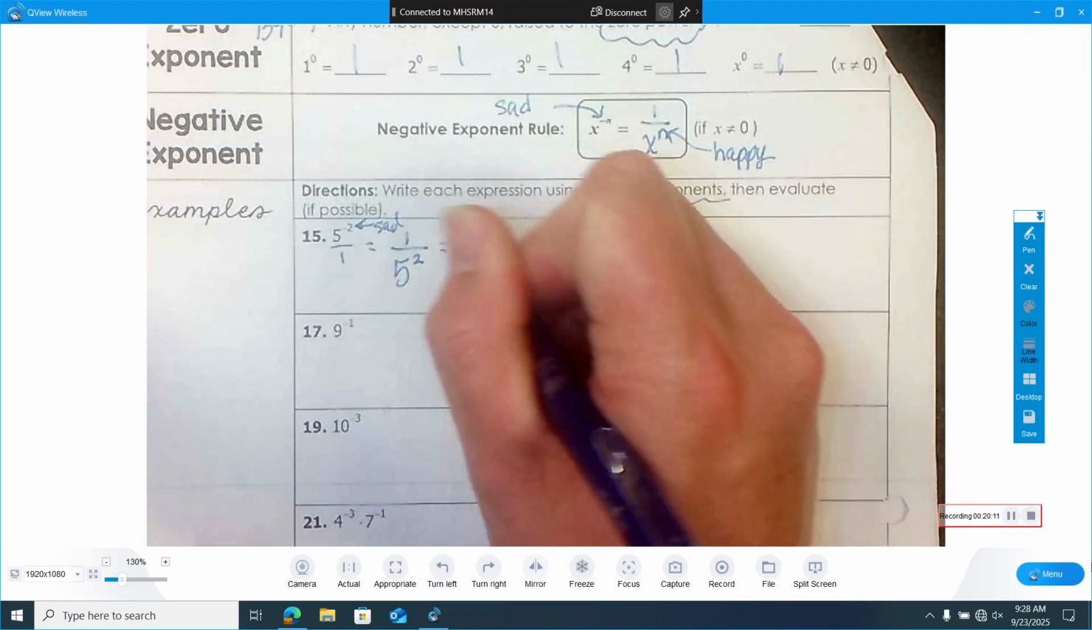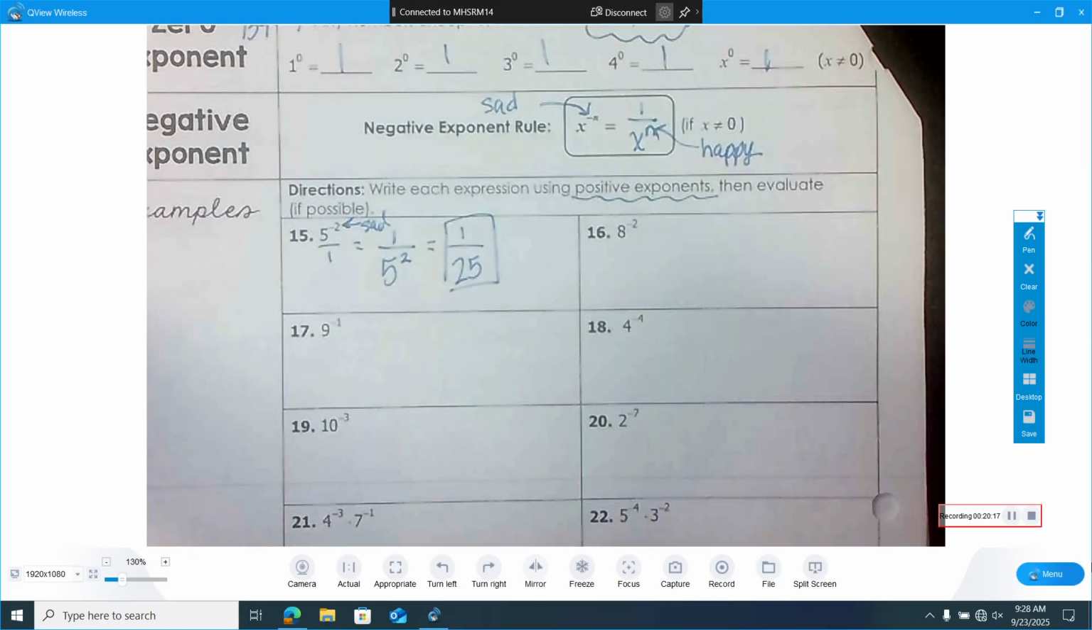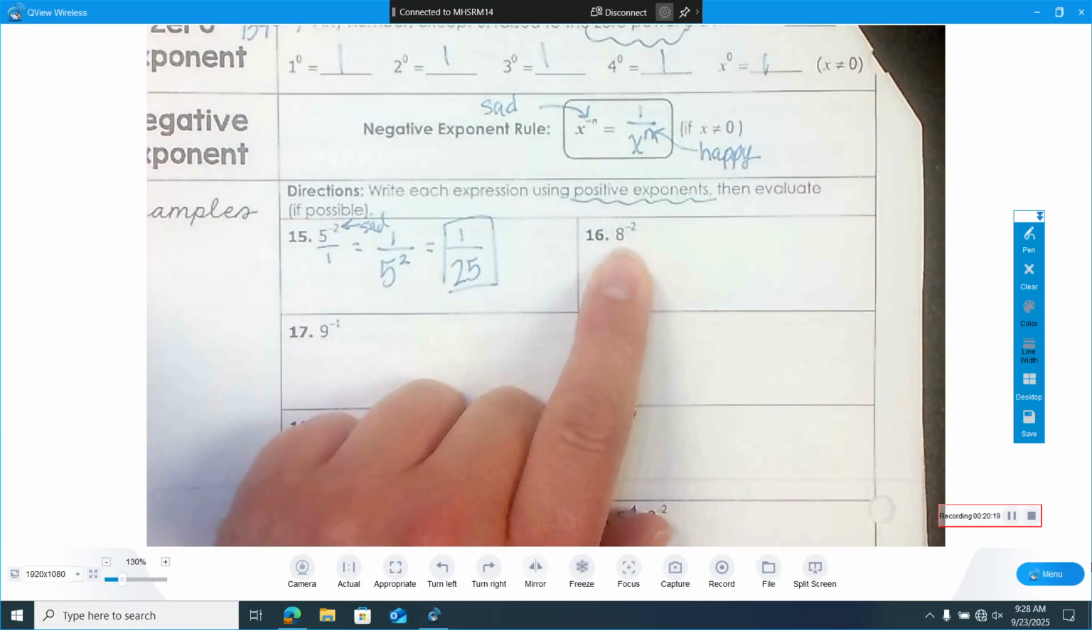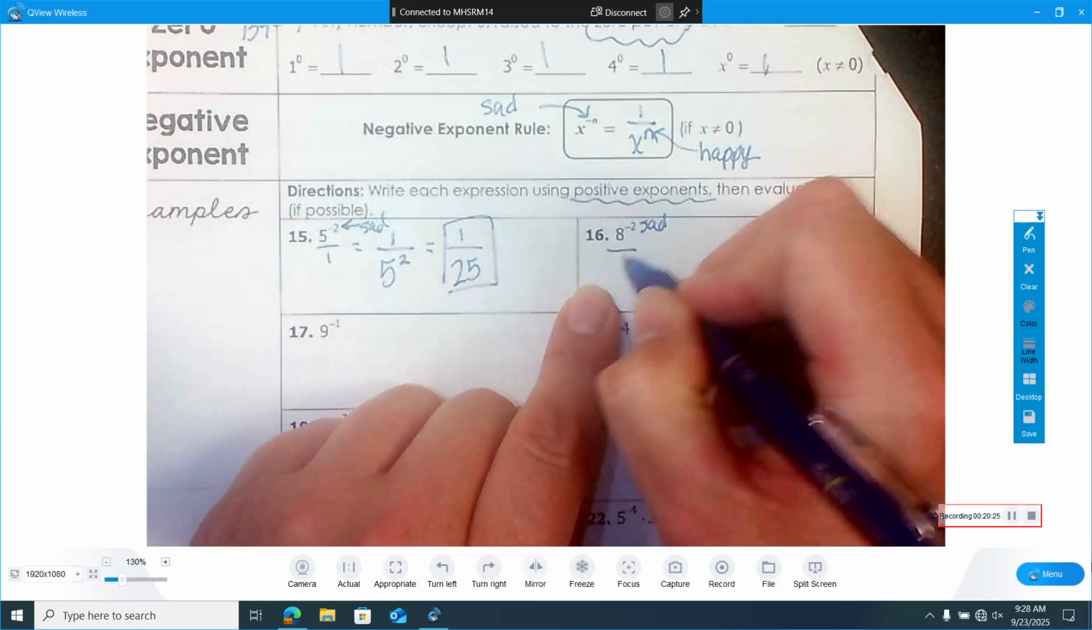25. 5 times 5 is 25. So we get 1 over 25. Let's look at number 16. Is that a happy or sad exponent? Sad. And it's sad, and he wants to go downstairs.